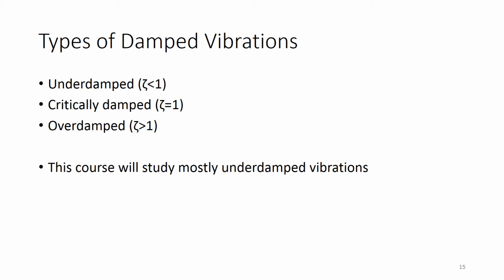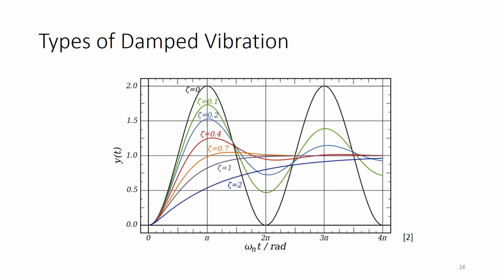There are 3 different types of damped vibrations. There's underdamped, where zeta is less than 1, critically damped, where zeta is equal to 1, and overdamped, where zeta is greater than 1. In this course we will study mostly underdamped vibrations, but it is important to know the 3 types of damped vibrations.